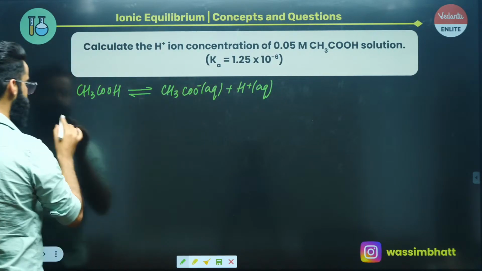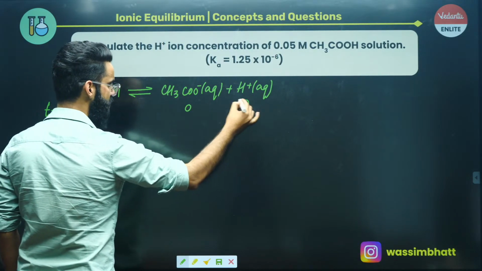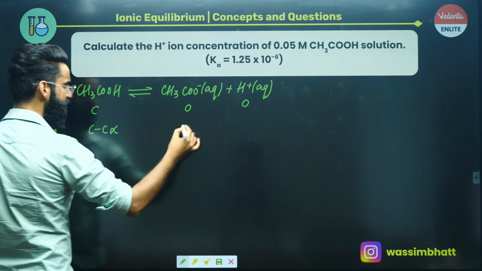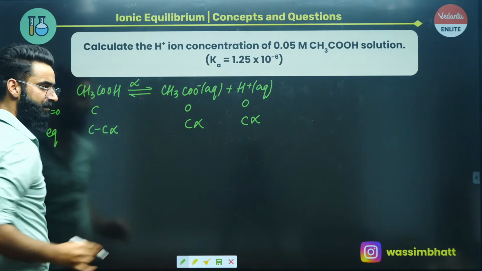Now we do the same procedure. At time t equal to 0, its concentration is C, and this is going to be 0, this is going to be 0. Now at equilibrium, as you know, it is supposed to be C minus C alpha, and this will be C alpha and this will be C alpha, if I assume the degree of ionization is alpha.